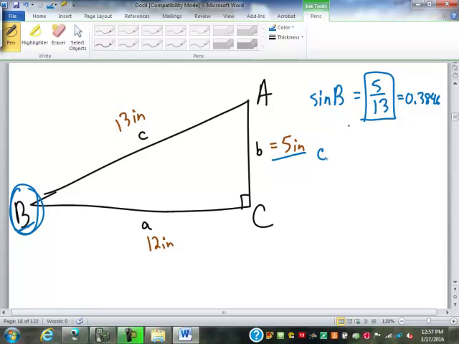If I ask you for the cosine of angle B, cosine is what two sides? Adjacent over hypotenuse. Well, the hypotenuse is still 13. If I'm looking at angle B, which leg is the adjacent leg? The 12. So that's 12 over 13. Again, you can divide it out if you want to. I'm not going to bother to do it here.